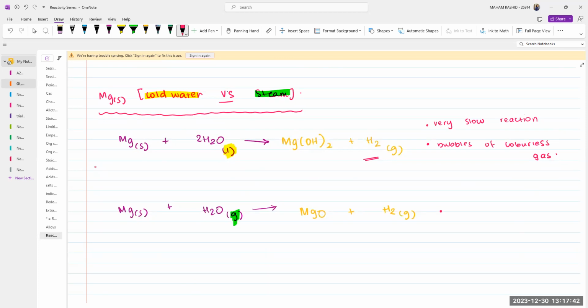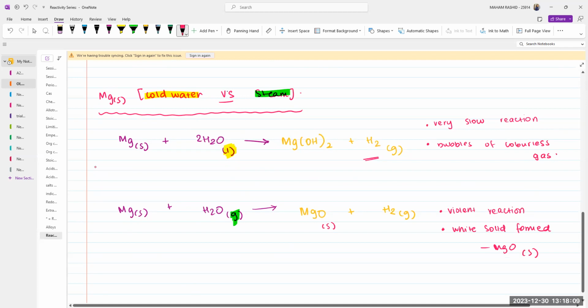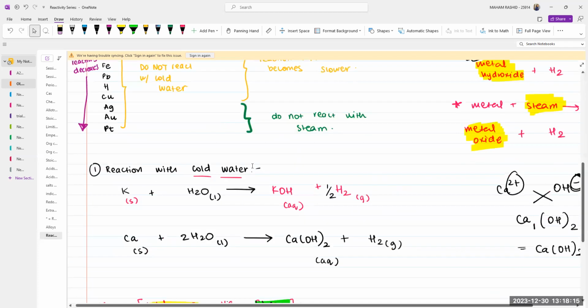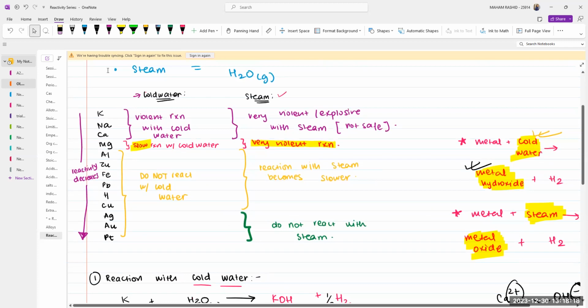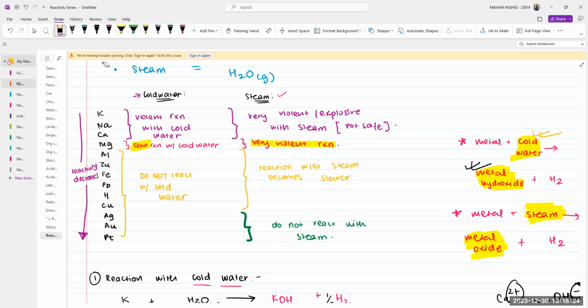And here you are going, okay, so magnesium oxide is a white solid. Here what you're going to say is that it's a violent reaction. We know this through the reactivity series. And a white solid is formed, which is magnesium oxide, right? So this is how we're going to compare the reaction. We're first going to go to the reactivity series and we're going to check how that metal reacts with cold water and steam.